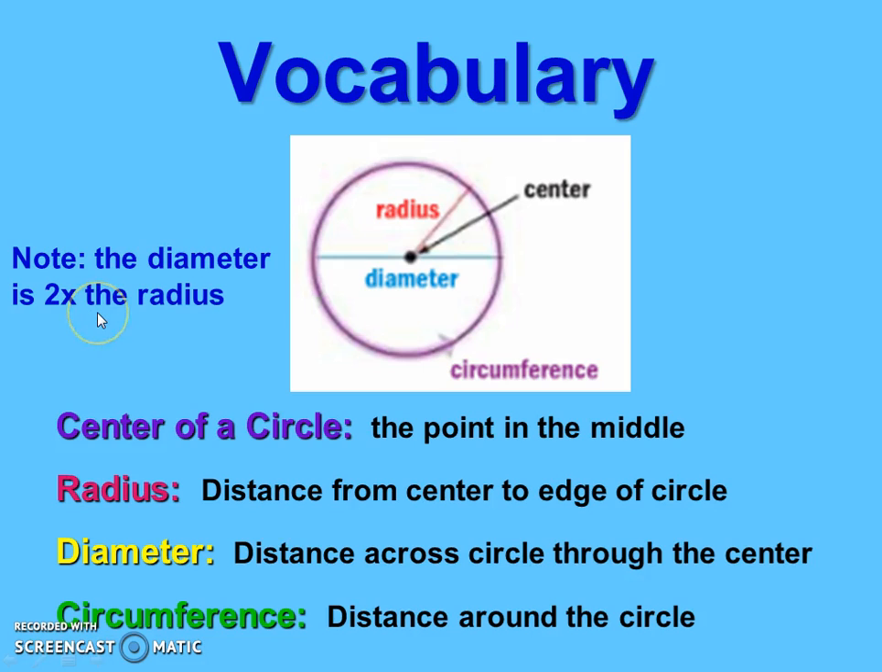Alright, and finally when we talk about circumference, we're talking about the distance around the circle. So if we were to take like a tape measure, we would be able to wrap it around the circle and see how long that is. That's what we're talking about. It's kind of like the perimeter for other shapes, the distance around the outside. Only for circles we call it circumference instead of perimeter.